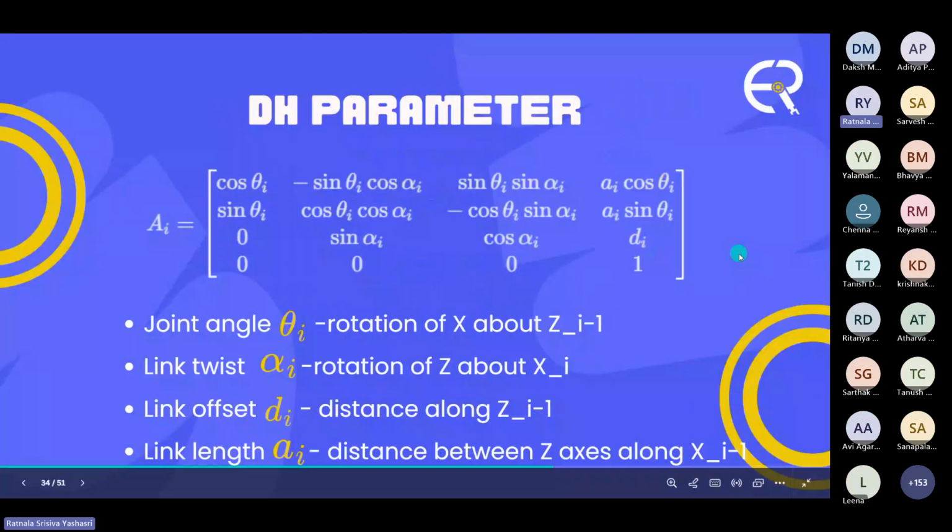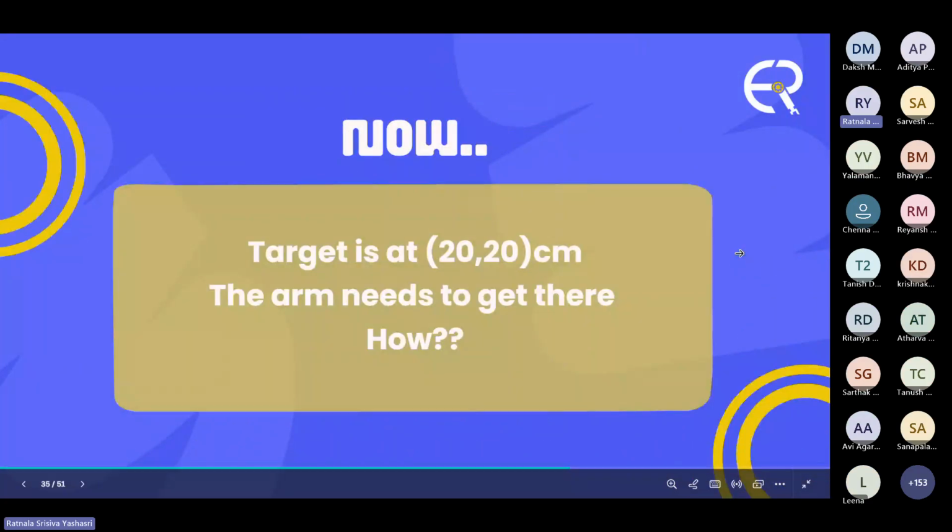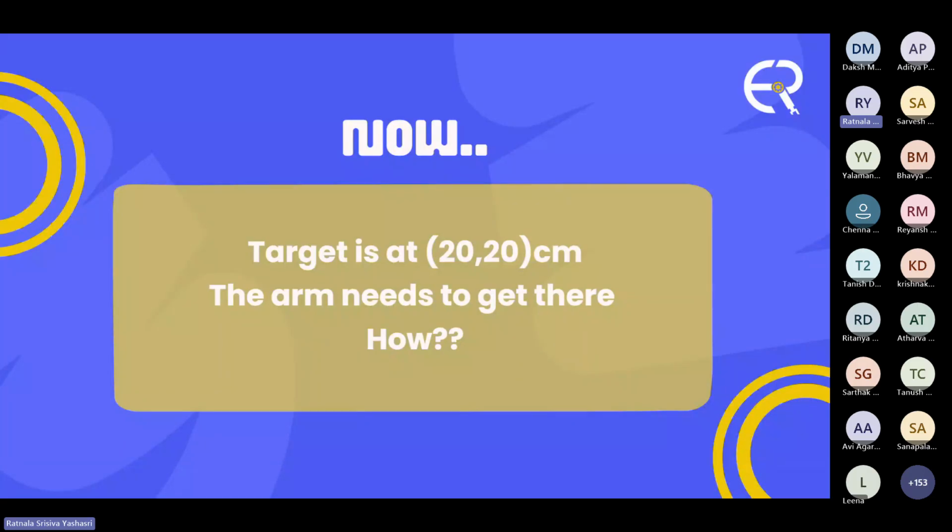So that was about DH parameters. Now we know where our target is, and we just have to figure out how our arm should get there. Any questions so far?